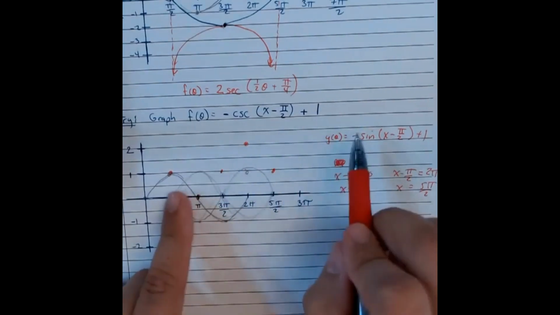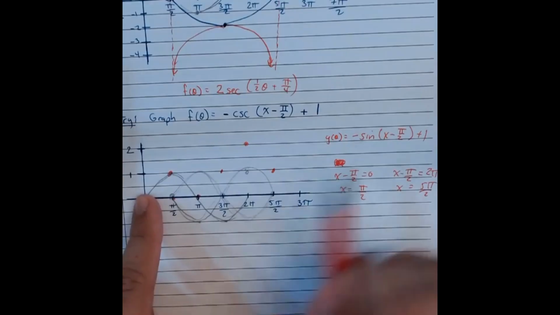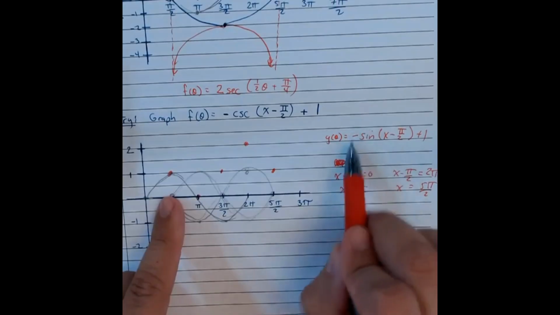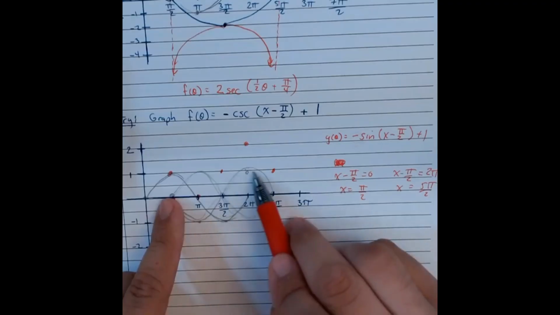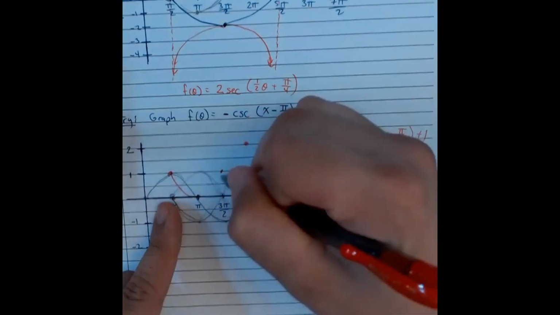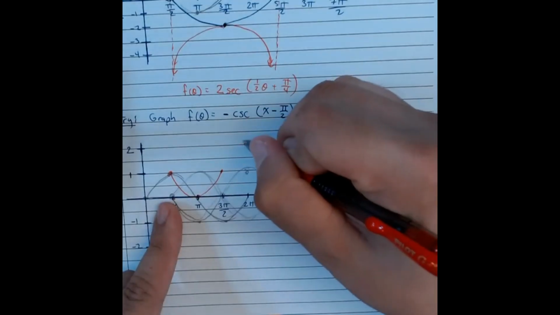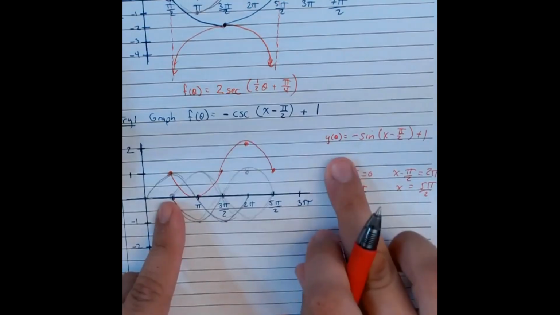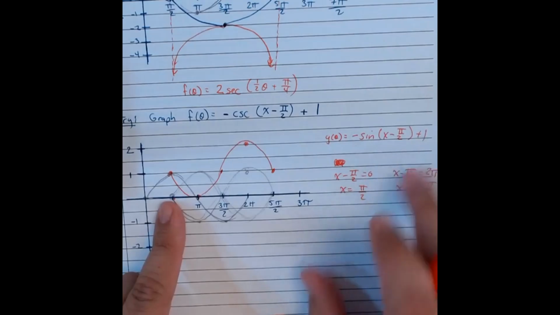So you've moved everything. You started from here. You move everything to the right, so now you're here. Then you flip everything upside down, so now you have this wave. And then you move that wave up by 1 to end up with this wave. So that's the graph of g of theta equals negative sine of theta minus pi over 2 plus 1.